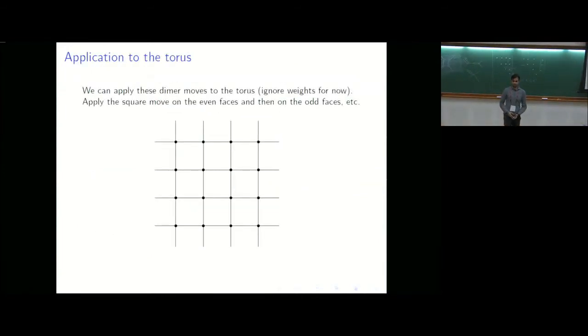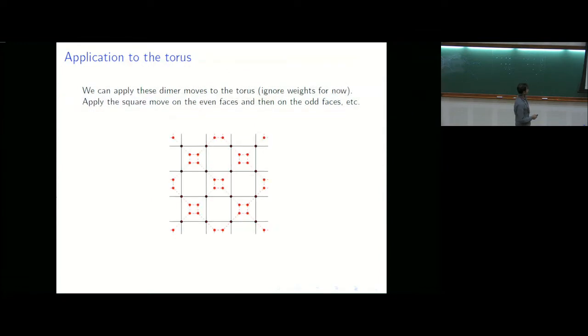Okay, so let's apply this to the torus graph. This is a dimer model on a torus. So this is a 4x4 torus. If we do a checkerboard coloring of this, we're first going to do this square move on the faces that are colored black. Okay? So we'll do it on this face, this face, this face, this face, this face, this face, that face, etc. So we're first doing it on the even faces. So if we do that, we get that.